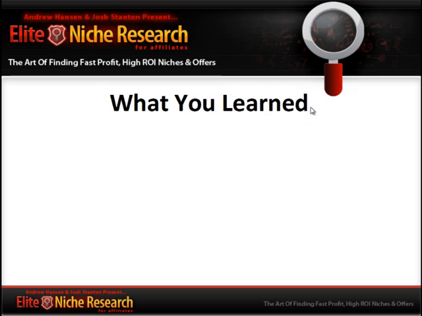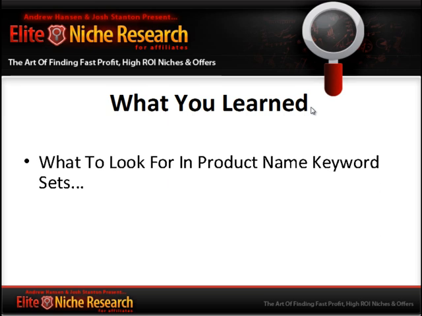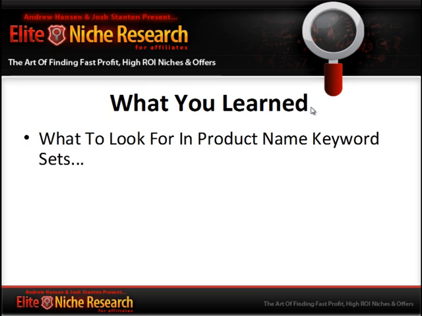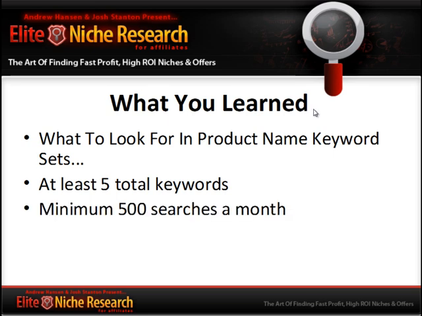That's the end of the video, guys. I want to quickly recap what you learned here. We learned what we need to look for in product name keyword sets, that being at least 5 total keywords for a product, a minimum of 500 searches a month. I think I said 1,000 before. That's terrible, guys. I'm sorry about that. 500 searches a month or 1,000. Again, the more the better.